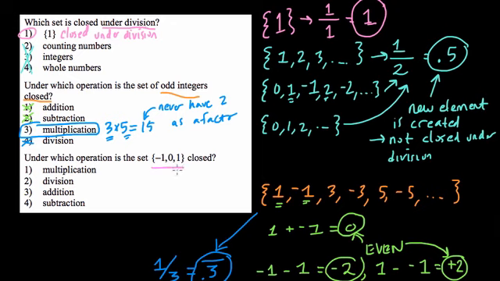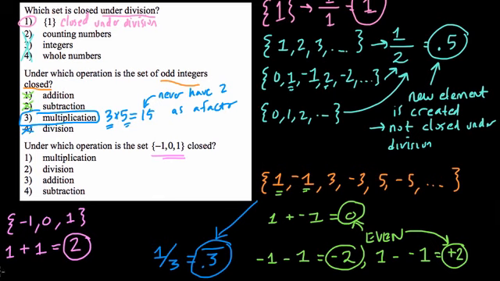This set right here, we want to see when is this one closed. Well, it's not closed for addition, because if I take 1 and add it to itself, I get 2. And that's not in the original set. If I take -1 and add it to -1, I get -2, which is also not in the original set. So it's not closed for addition. Subtraction is also not closed for. 1 minus negative 1 is positive 2, which is not in the set as well. So it's not closed for that.